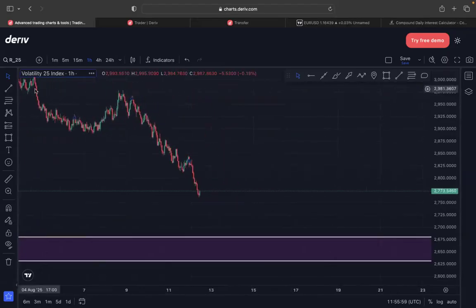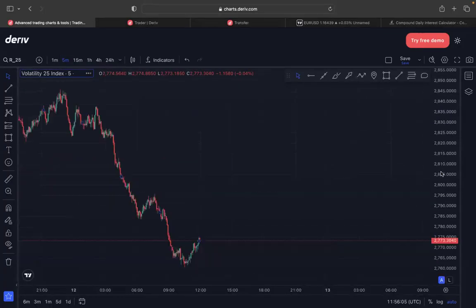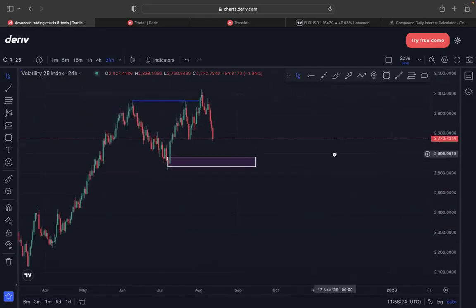Once I see change of character, I'm then going to go down to the 5 minutes for entry. Look for another change of character on the 5 minutes for entry. It's as simple as that. So I'm using 24 hour, 1 hour, 5 minutes. If I'm starting from the 4 hours, I'm using 4 hours, 15 minutes, 1 minute. It's as simple as that. Once we get to entry, we're going to be talking more about that. So we're taking this whole thing one step at a time.